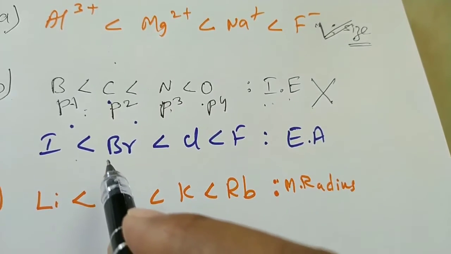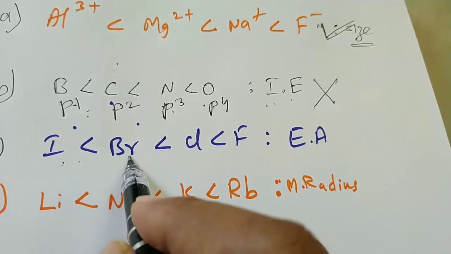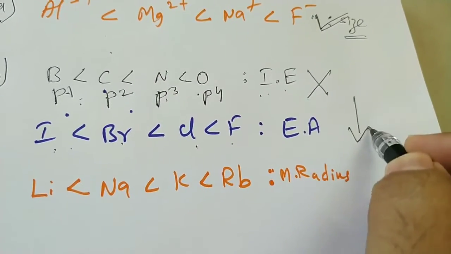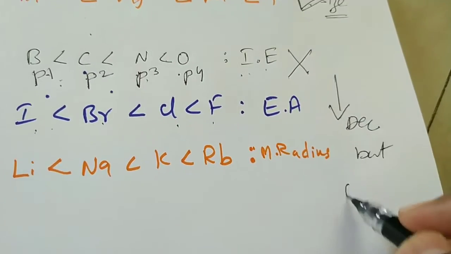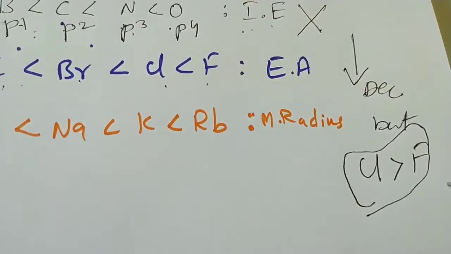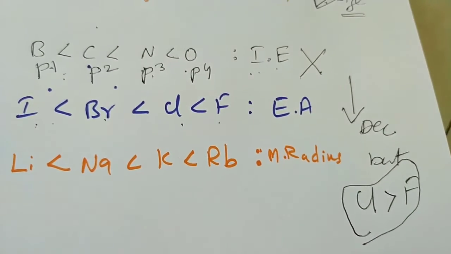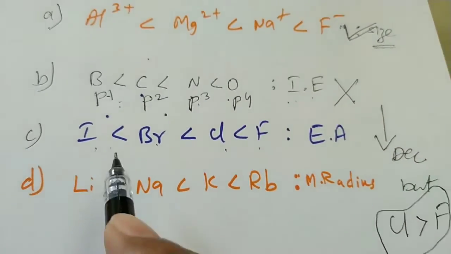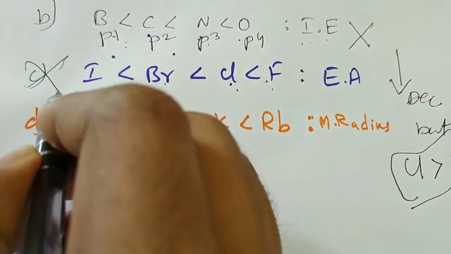Okay. Next, electron affinity: lithium, iodine, bromine, chlorine, fluorine. Generally electron affinity decreases down the group, but chlorine is higher than fluorine. Again, the reason is the smaller atomic size of fluorine. Electron affinity means when an electron is added to a neutral atom, the energy released. So fluorine, chlorine, so this one is also wrong.